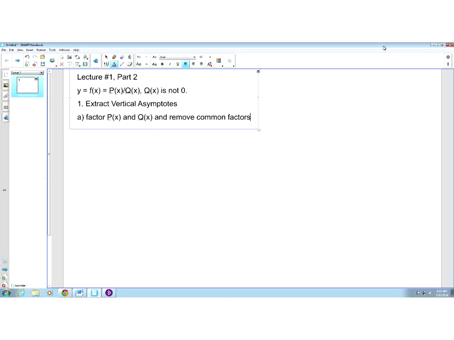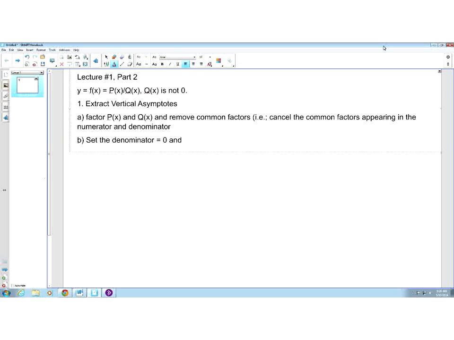So if you have a factor that's common in the numerator and in the denominator, go ahead and cancel those factors out. That is, cancel the common factors appearing in the numerator and denominator, and work with only what's left. Once you do this, set the denominator equal to 0 and solve.